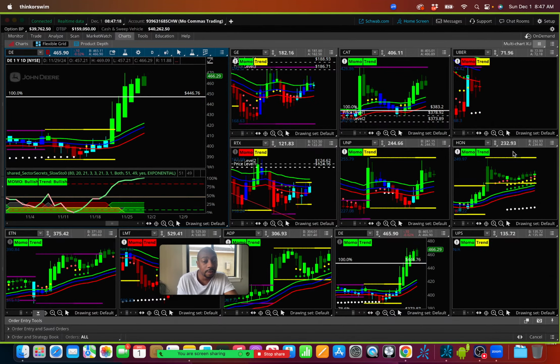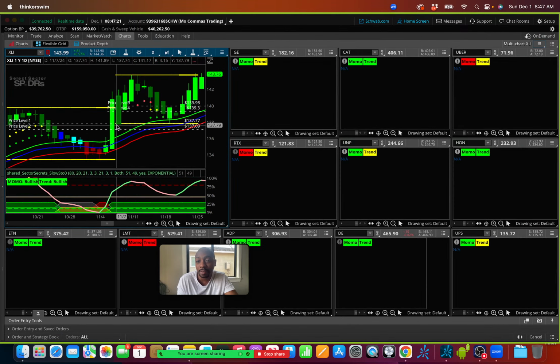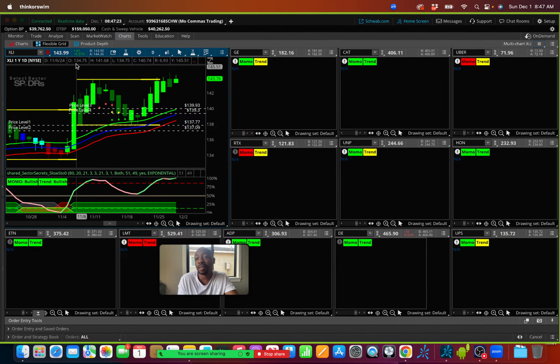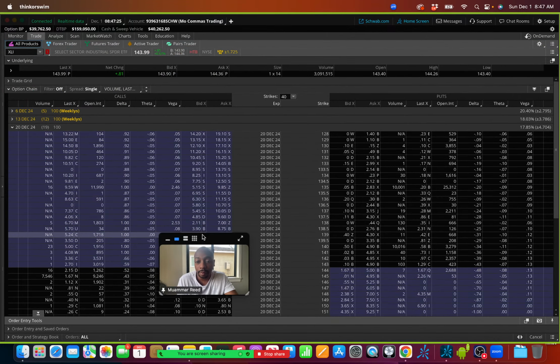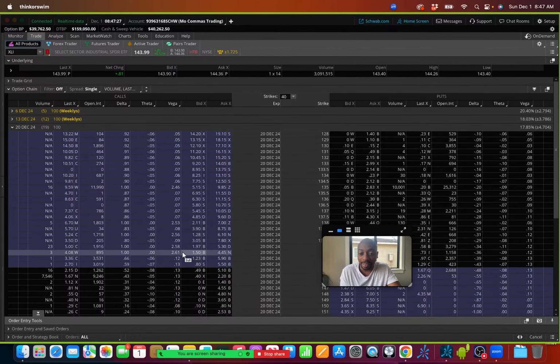XLI itself, let me see if XLI itself has any liquidity. It did break this high, so XLI itself does have some liquidity. But no, look at the spread. It's a $2 difference, $2 difference. We'll see what happens if the market's open, but I love the liquidity. I don't love the spread.